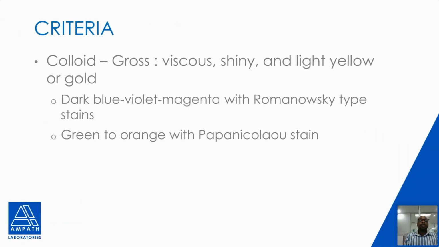And then this is just a description of colloid. Like I said, it can be viscous, shiny, and light yellow or even gold. It may be dark blue, violet, magenta, or pink, depending on the stain if it's Romanowsky. And then it may look green to orange if it's a Pap stain.